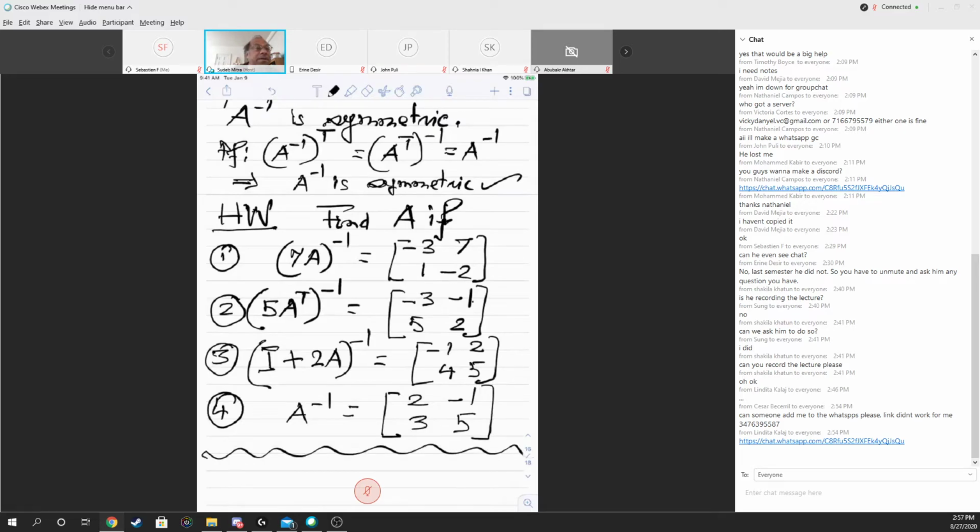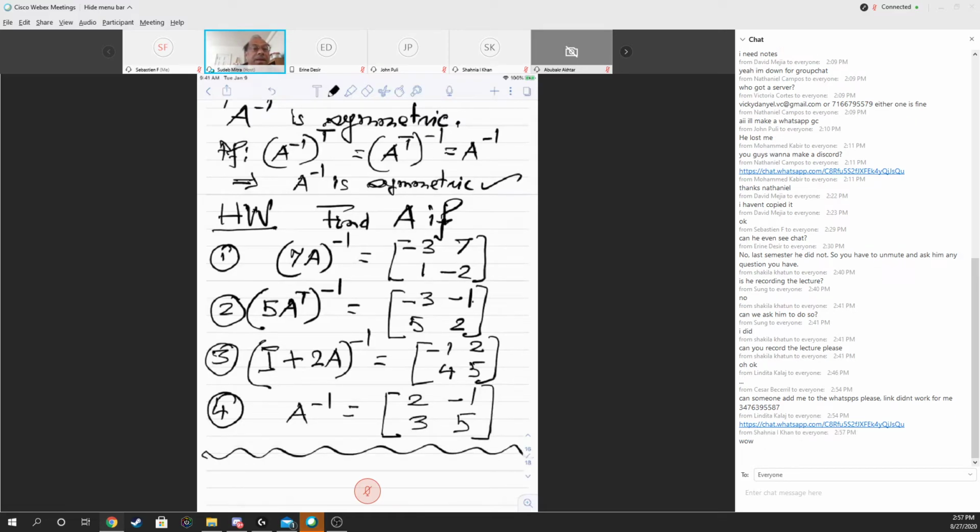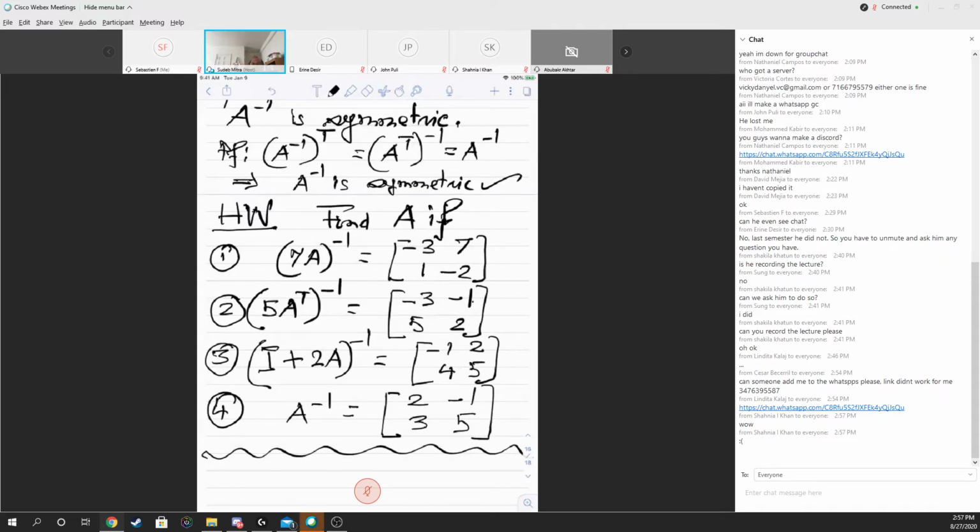Let me explain. So you see, this is good. You are given all this information. The inverse of 7A is this matrix. The inverse of 5A transpose is this matrix. I plus 2A inverse is this matrix. A inverse is this matrix. Find A. So there will be four answers. Find A if this. Find A if this. Find A if this. Find A if this.